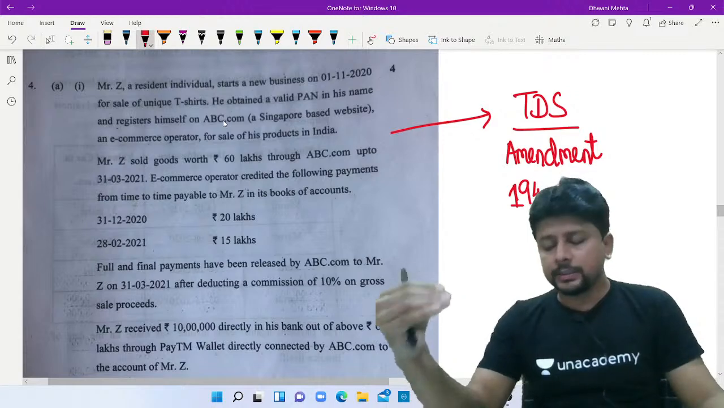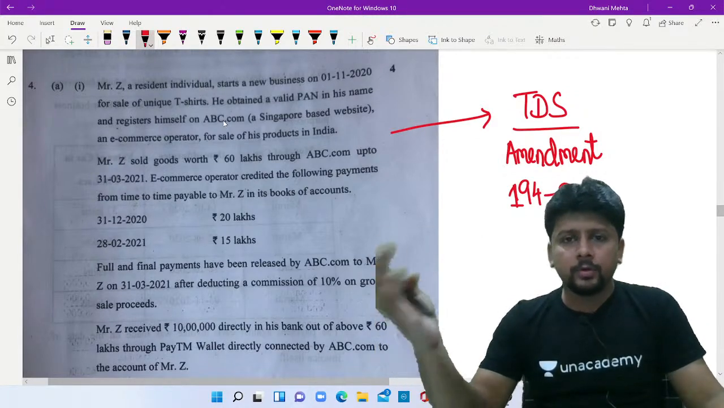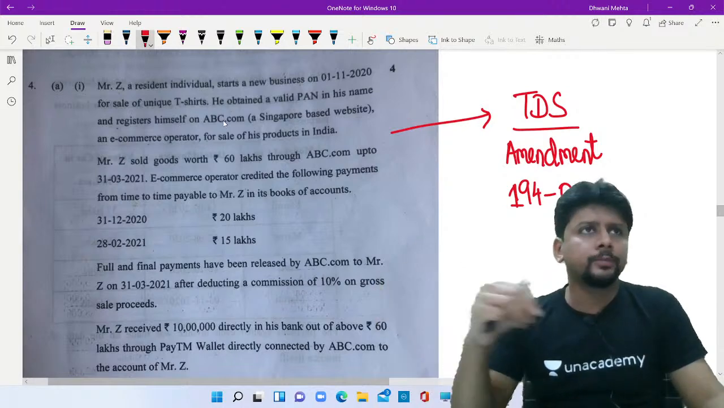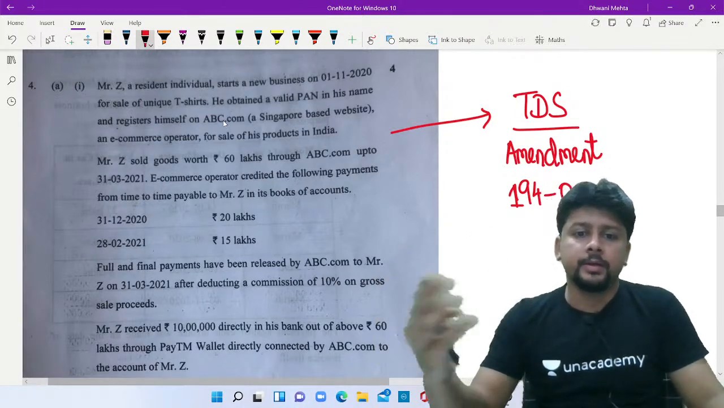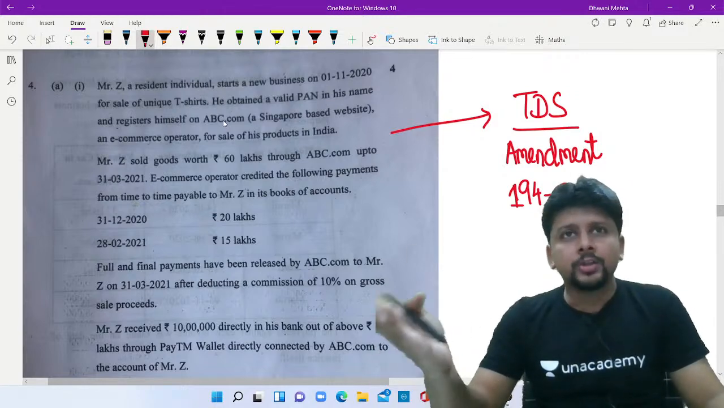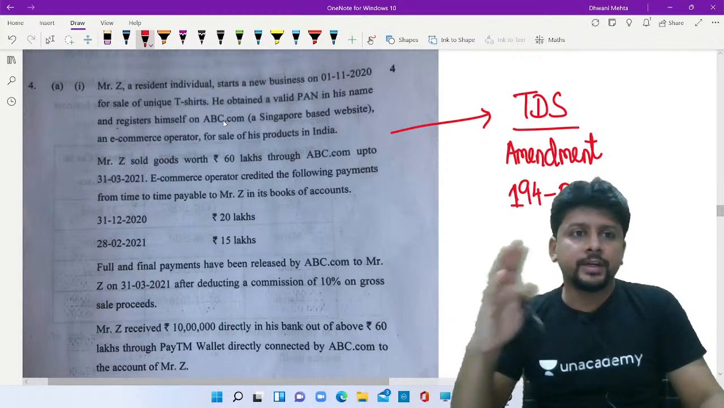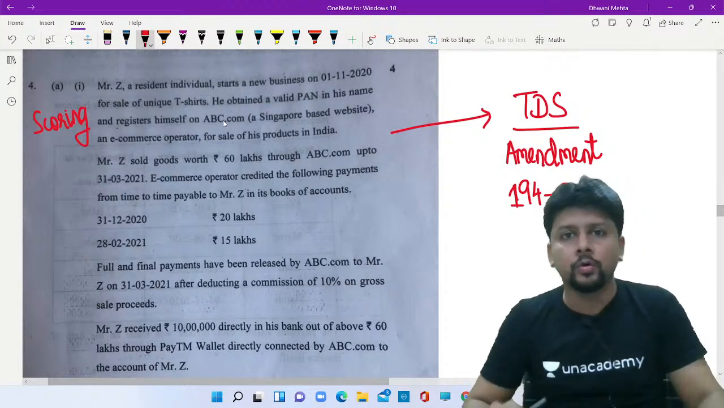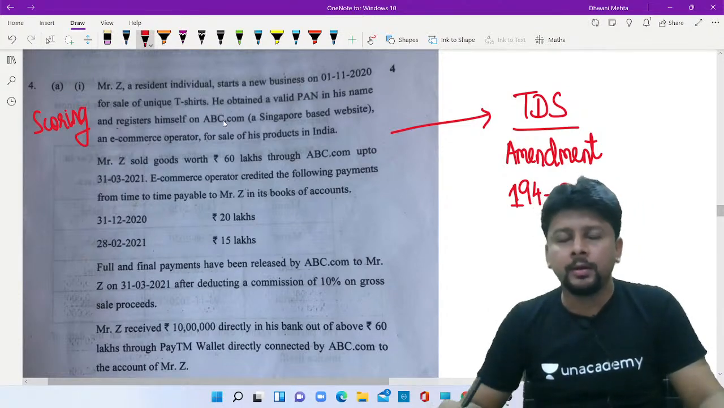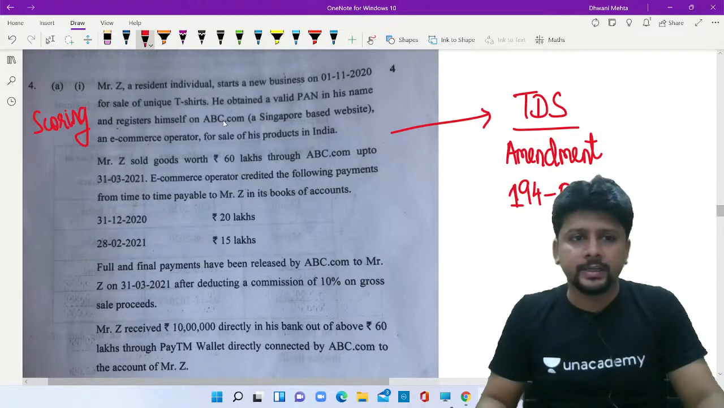TDS, TCS is always part of the paper, and so therefore, a student is always prepared for it. And 194O is a significant amendment. So this again was something where a student could have easily scored. You know the section, you can solve it very easily. You have to write a theory answer basically.